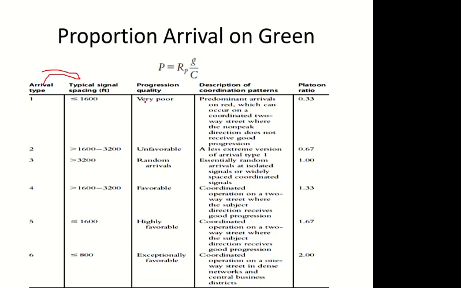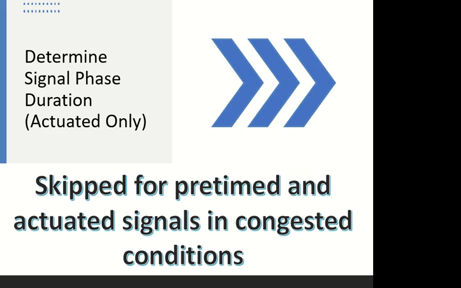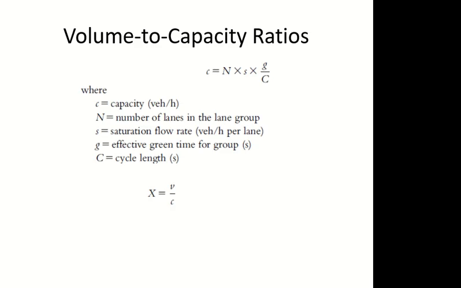You take RP from here, G and C will come from the signal timing, and then you can calculate the platoon arrival on green, meaning the group of vehicles which arrive during green. When they arrive during green, they will move on, right? They will not stop. Then if you have actuated signals, if you have signal sensors there, you have to go in the field and collect its timing.